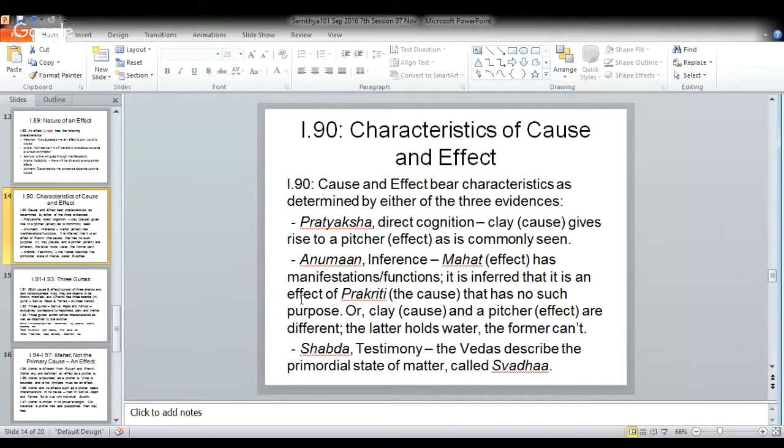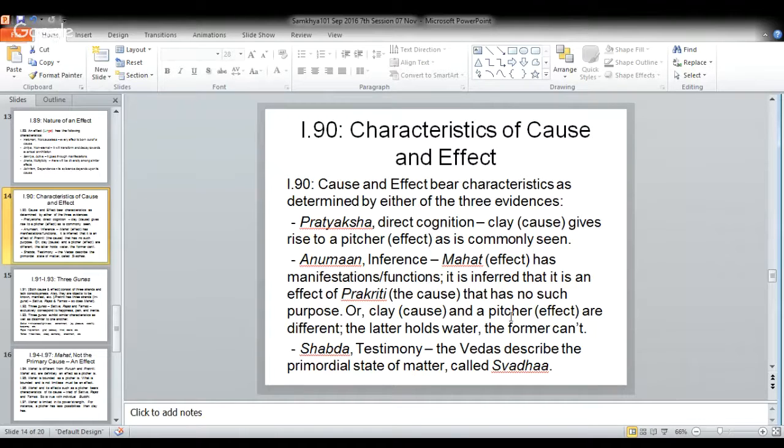So it is inferred that it is an effect of Prakriti, which is the cause of the Mahat, that has no such purpose. Prakriti itself doesn't give rise to those manifestations. Or clay and a pitcher are different. There is a difference. Though clay has the effect within itself, it is different from the pitcher. In what way? A pitcher can hold water, but the clay cannot hold water. It can absorb water, but cannot hold it for our use.